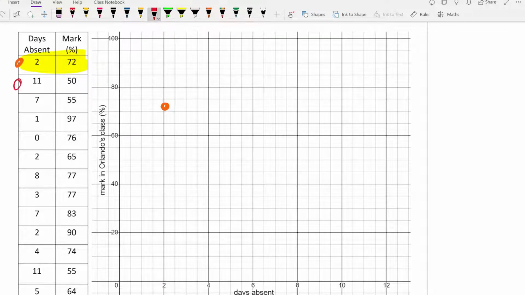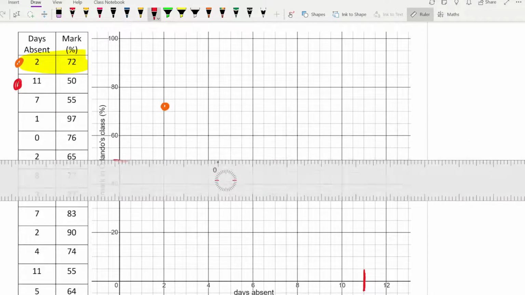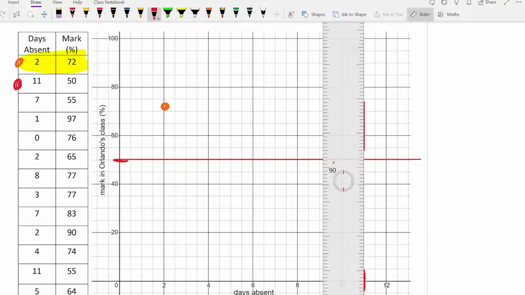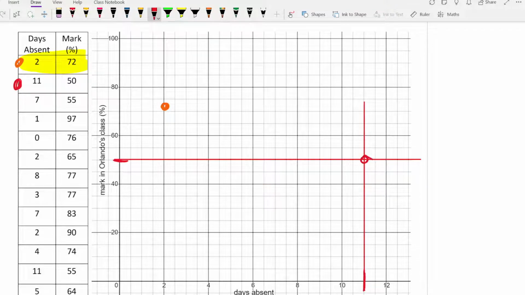This next kid missed a lot more, 11 days, which would be right here. And their mark was straight up a 50. So if we look where 11 and 50 meet, we can go across with 50. We can go up with 11, and we get a mark right there.